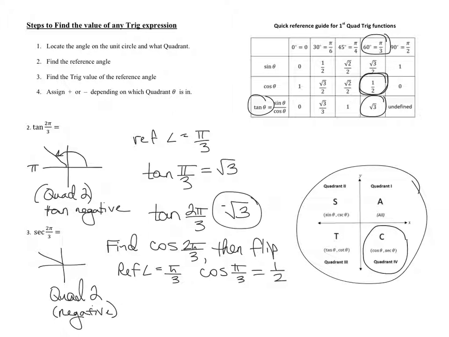Okay, the cosine of pi over 3 is 1/2, and we know that in quadrant 2 it's negative, so the cosine of 2 pi over 3 is negative 1/2. Okay, but remember, I'm looking for the secant, and we know secant and cosine are reciprocals. So we can say that the secant of 2 pi over 3, you flip it, is just negative 2 over 1. And that gives me negative 2.